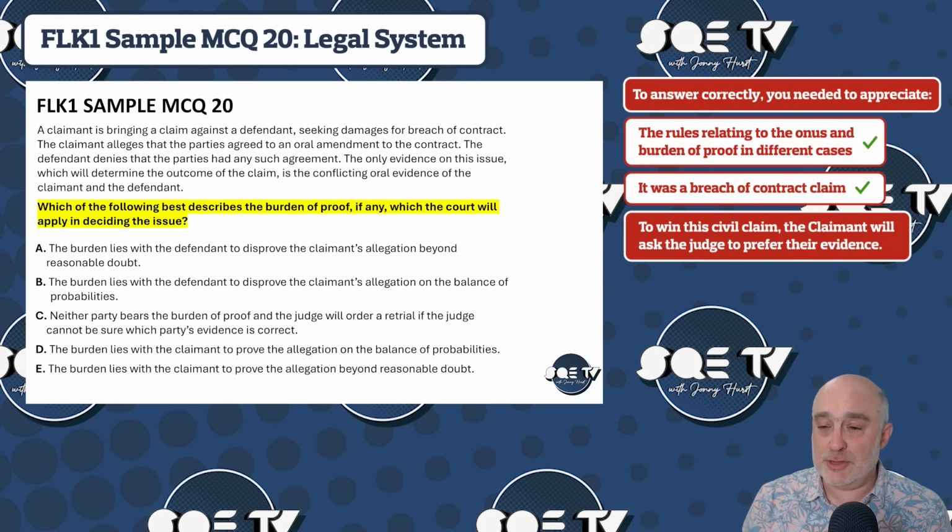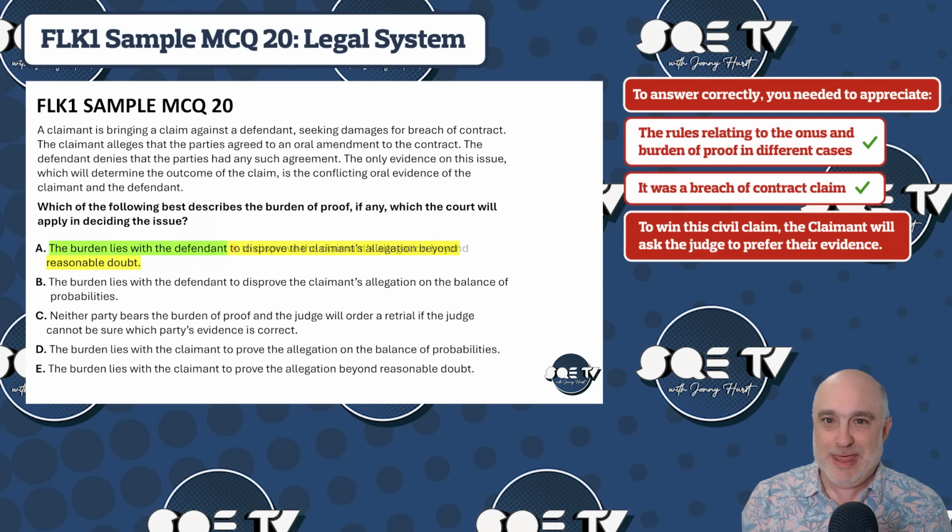So looking through each of the options, why did we rule them in or out? Well, A says the burden lies with the defendant. Well, we could probably leave that here and there because, of course, we've already concluded that the burden lies with the claimant in this particular case.